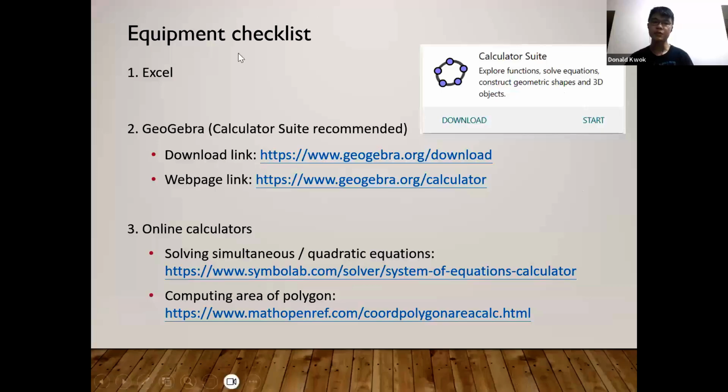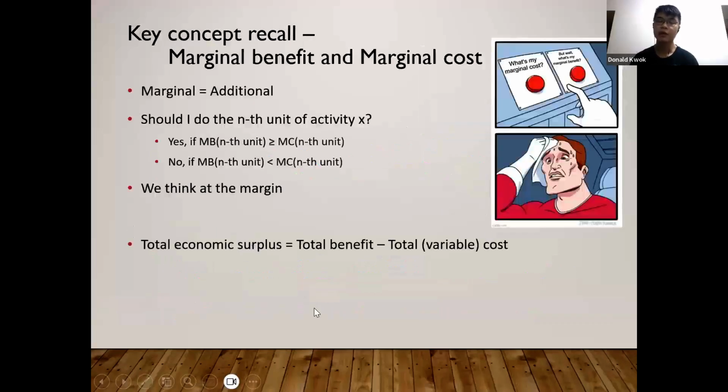Okay, so today we'll be using Excel and some online calculators. All right, so that's basically the introduction part, and I would like to delve into the main discussion of today's topic, cost and benefit analysis. So let's review the concept of marginal benefit and marginal cost first.